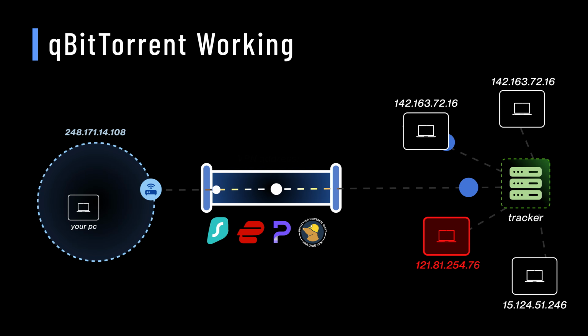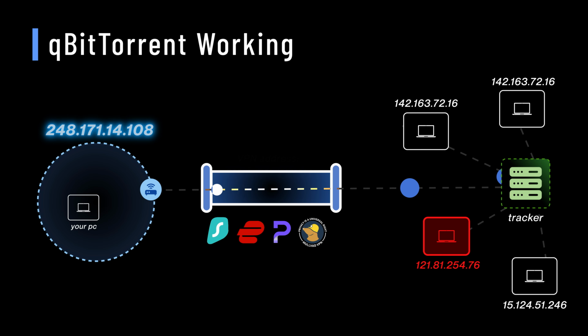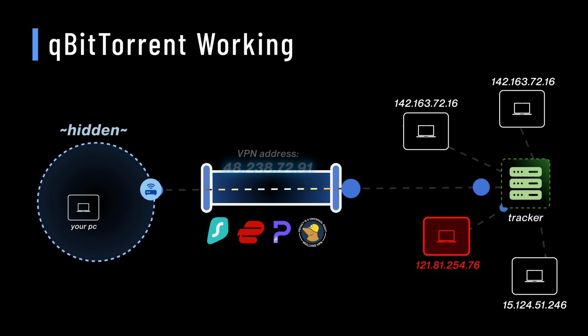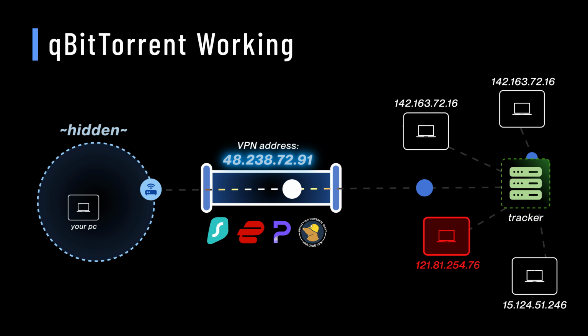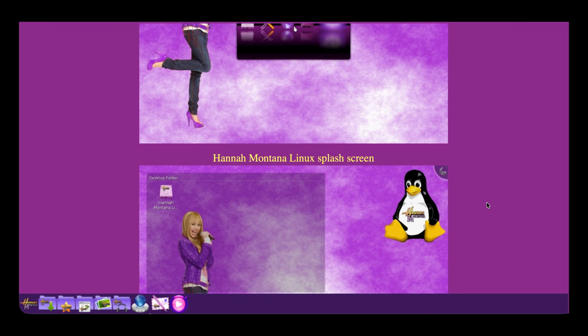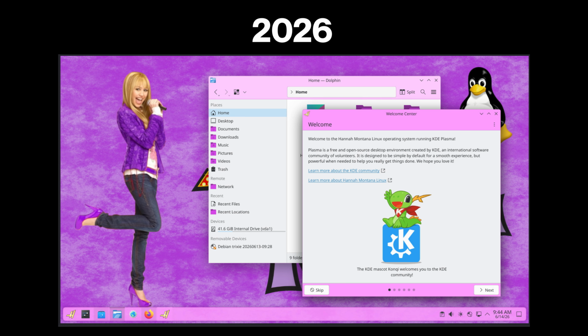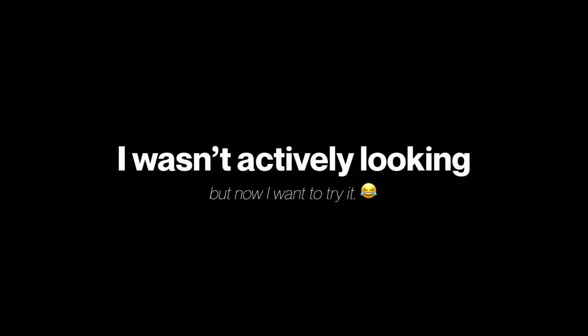But here's the best part. If you're using a privacy-oriented VPN, your IP address will be masked, and only the VPN address will be shared with other peers. That means you can happily download the latest and the greatest Hannah Montana Linux distro without worrying about being discovered online. By the way, there is a new 2026 version available for it. Yes, I came across it while writing this explainer script. Anyways, now let's install it.